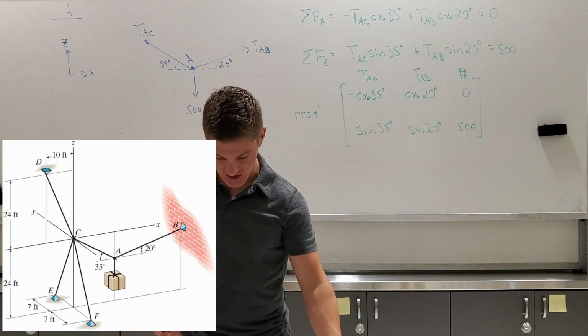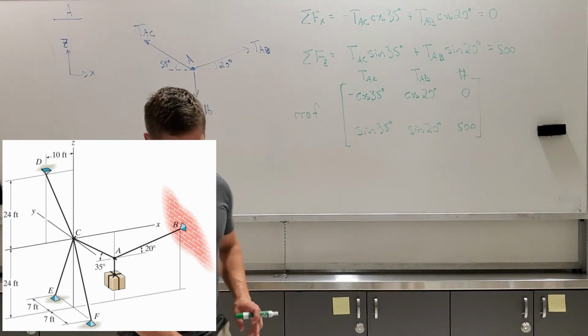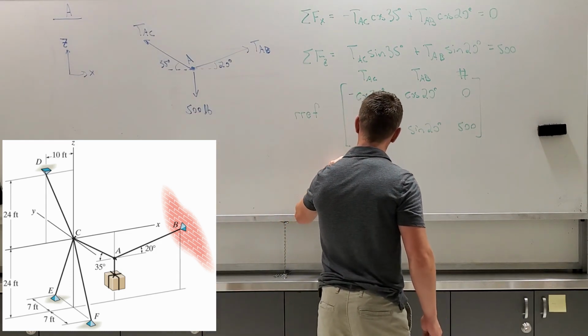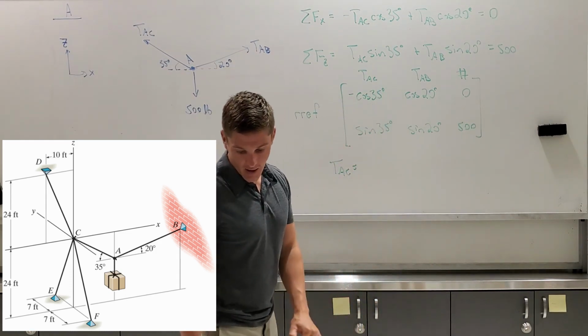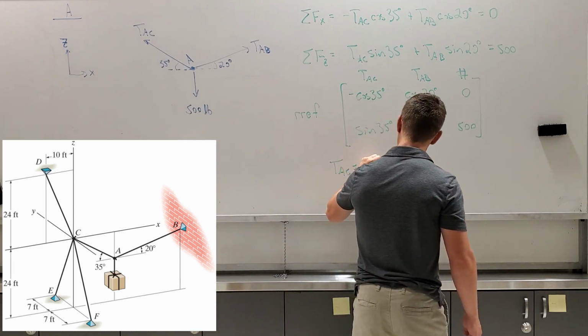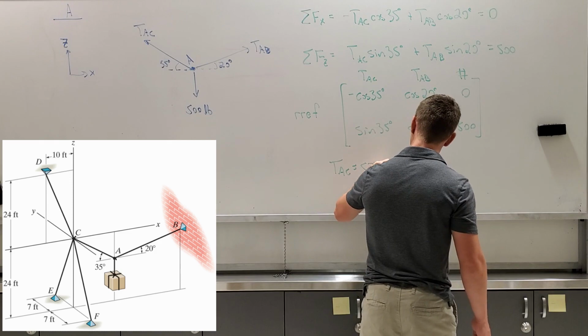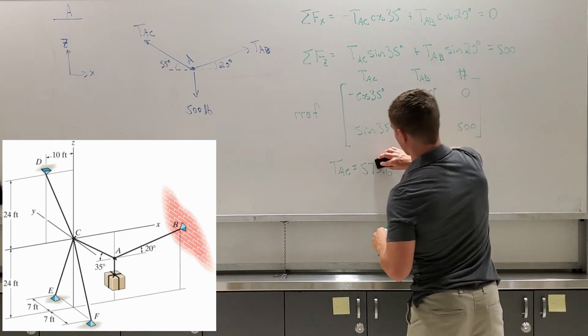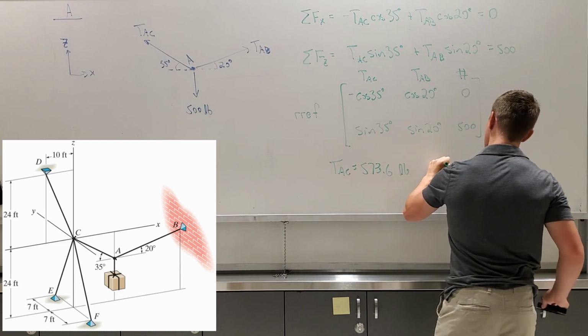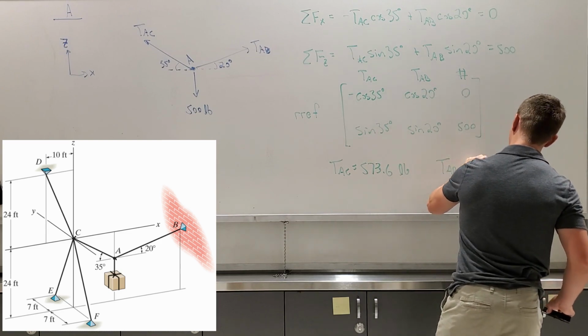And when I solve the system of equations, I end up getting that TAC is equal to 573.6 pounds. And I get that TAB is equal to 500.0.